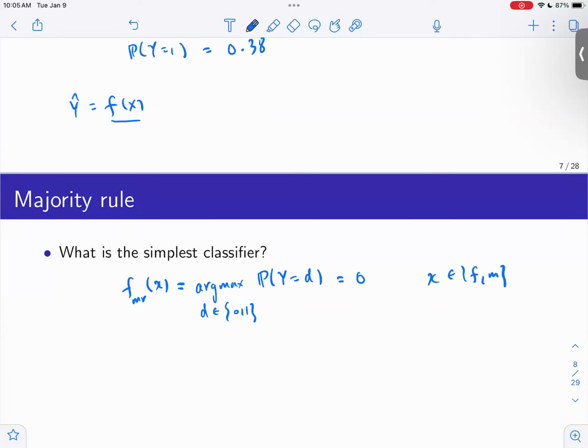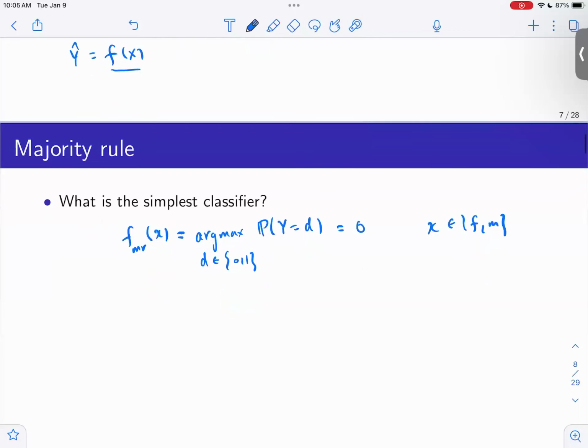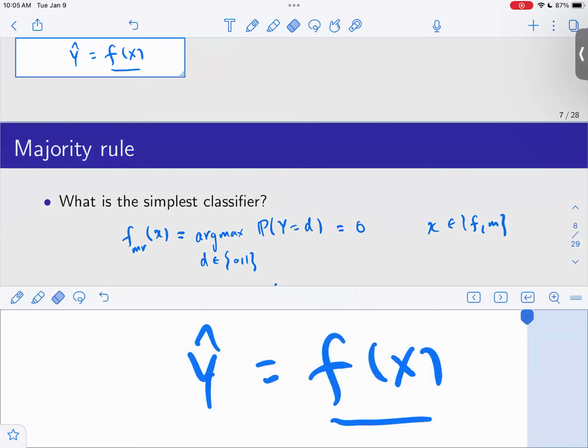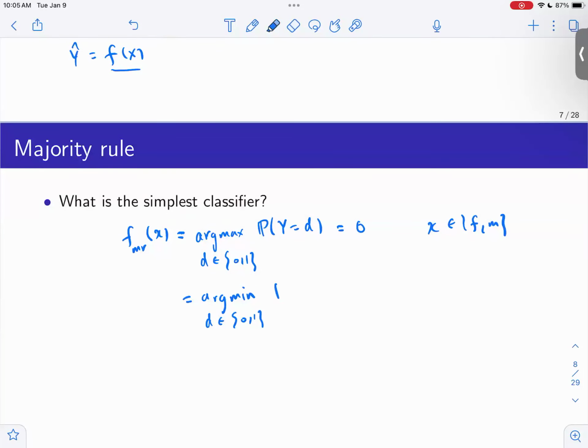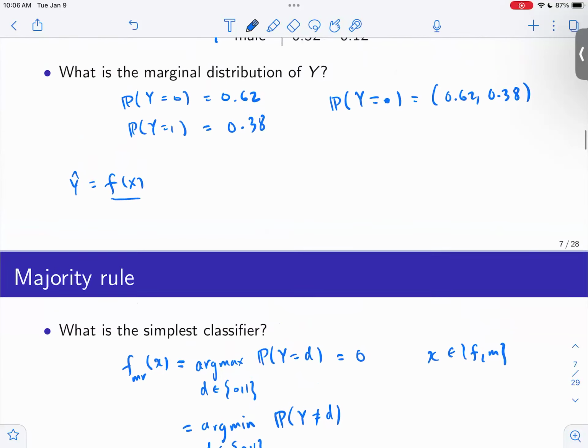Another way of writing it is argmin of the probability that Y is not equal to D. This is the probability of error in a sense. Maximizing the one is similar to minimizing the other, because this quantity is one minus the other. Okay, so far so good. Questions?